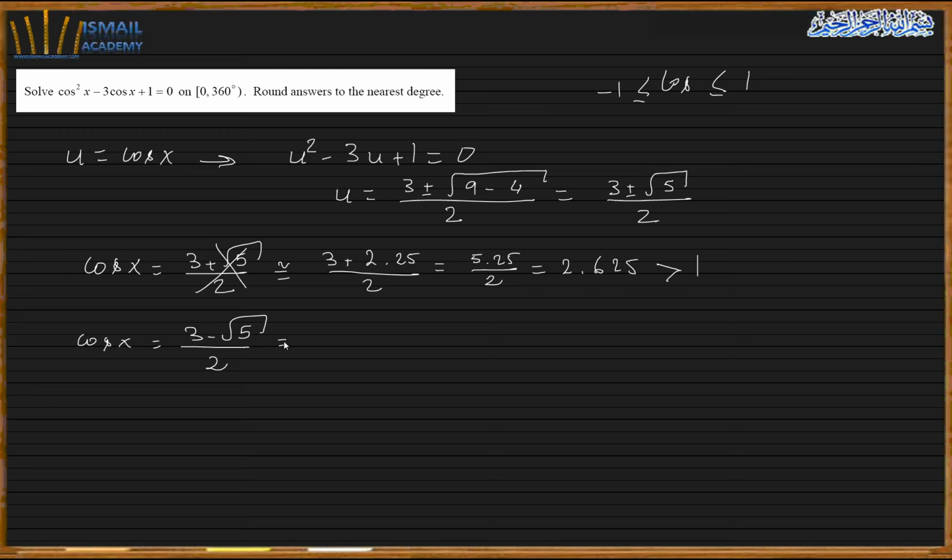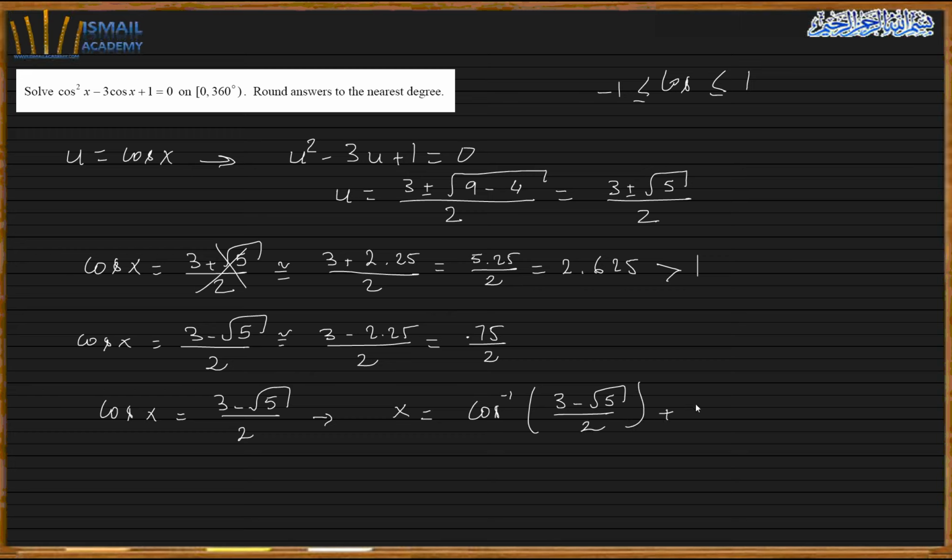Because this is almost 3 minus 2.25 over 2, which is the same thing as 0.75 over 2, and this is less than 1, obviously. But I will not work with this, I will work with that one. Now if I have cosine x equal to an expression that's very hard to evaluate, what we will use is the cosine inverse.